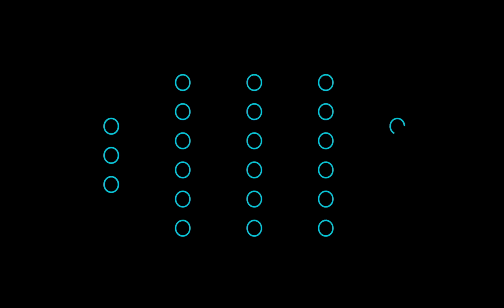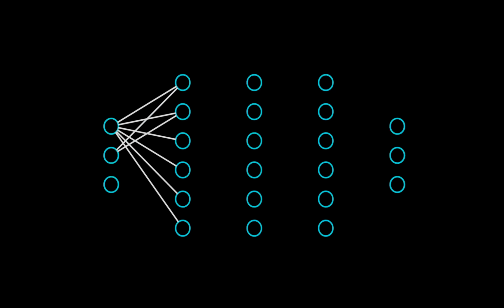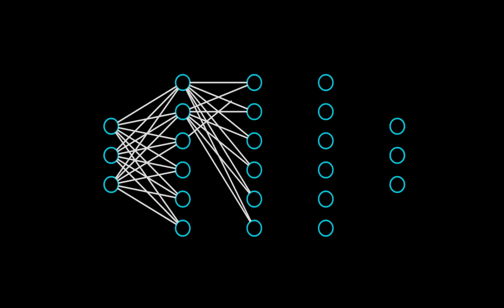So, what exactly is a neural network? A neural network is made up of layers of neurons. In our example, we have 5 layers. Each neuron in one layer connects to every neuron in the next layer. And these connections, represented by lines, are called weights. This structure repeats across all the layers.